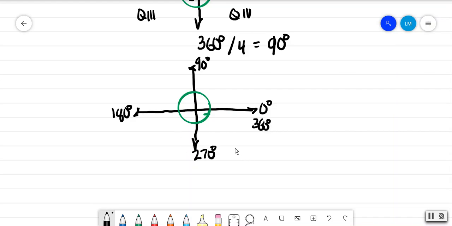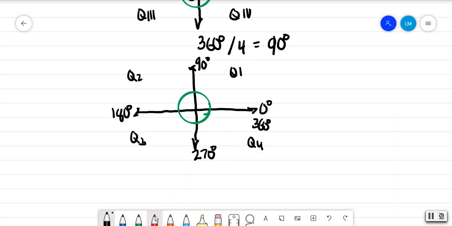Now, you would label this appropriately as quadrant 1, quadrant 2, quadrant 3, and then quadrant 4. Now you can see that if the angle falls in quadrant 1, it's between 0 and 90. If it falls in quadrant 2, it's between 90 and 180, and so on. So 180, 270, 270, 360.